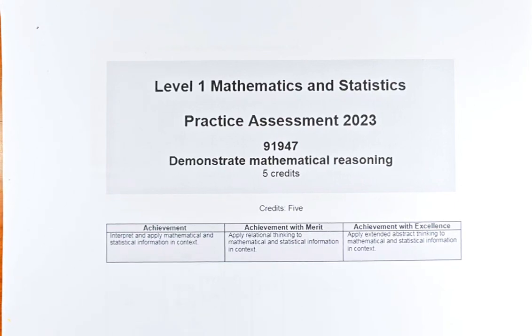Good day and welcome to question 3C of the 2023 practice assessment of the paper Demonstrate Mathematical Reasoning, paper number 91947, and this is worth 5 credits. This is not the actual exam, this is just a practice exam. If you get part 1 right, you get a merit. If you can get both part 1 and part 2 right, then it's an excellent in this paper. So, without further ado, let's solve the question.